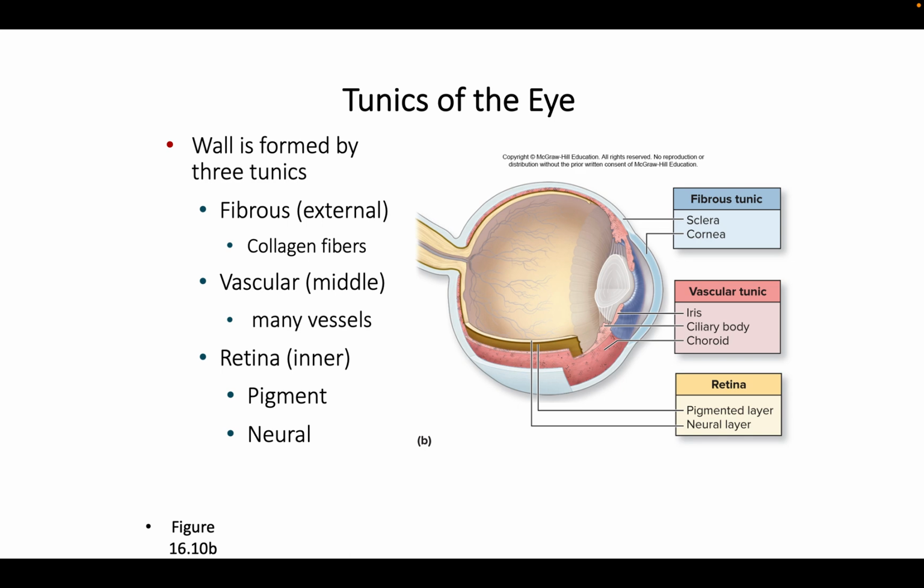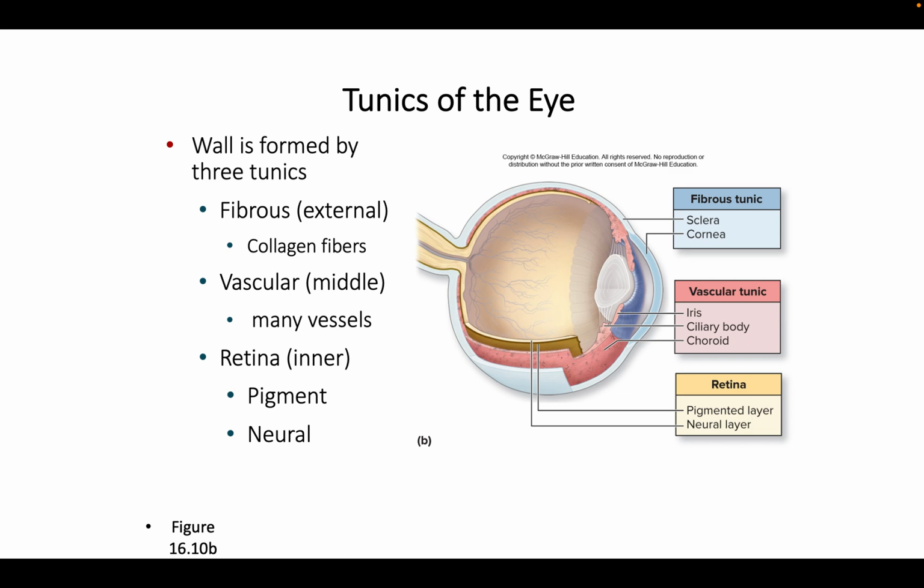We'll name them something specifically, and associated with each tunic, or with each layer, there are certain structures and certain features. These three walls are formed by these three tunics, these three layers, and they are known as the fibrous or the external or the most superficial layer. We have a middle layer known as the vascular tunic, meaning it contains lots of blood vessels. And then we have an inner tunic or an inner layer known as our retina.